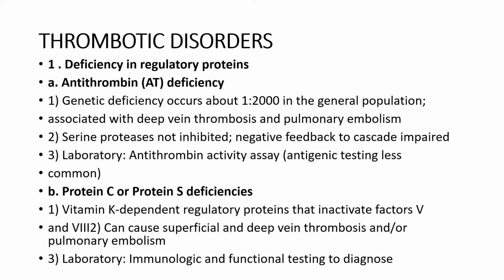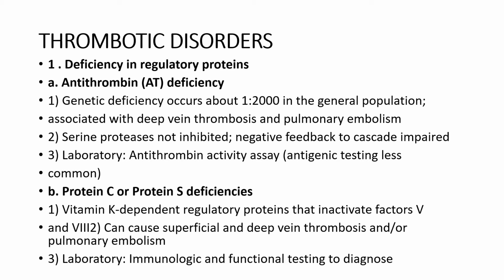Letter B, protein C or protein S deficiencies. So if you remember, they are dependent on vitamin K. They inactivate factors 5 and 8. They can cause, again, superficial and even deep vein thrombosis or pulmonary embolism. Just to explain, thrombosis means the presence of thrombus or blood clot in the circulation. So this one affects the veins that are not palpable. So they are deep. Usually this is in the legs.